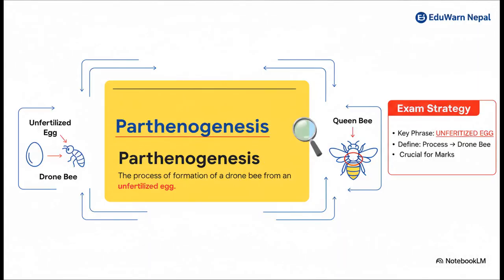And the last key 1-mark definition, Parthenogenesis. Now listen carefully. The most critical scoring phrase here is unfertilized egg. Your definition must state the process of formation of a drone bee from an unfertilized egg. Without those exact words, you simply will not get the mark.